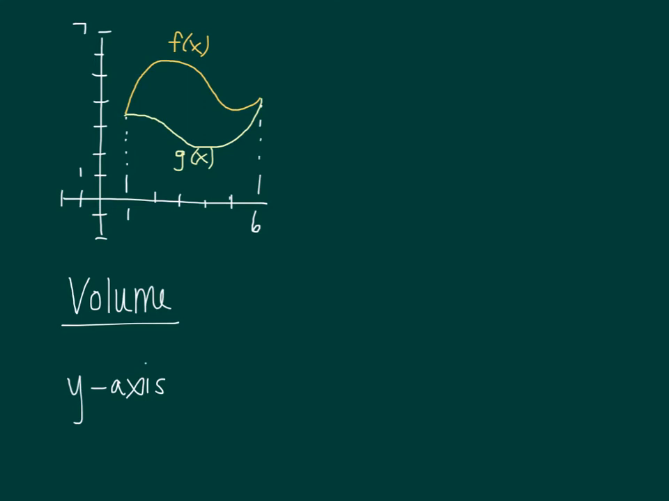Alright, rotating around the y-axis. I don't know anything else, so I'm going to have to use shell method here. I have a couple examples later on where I don't use shell method. So if you haven't watched that video, this might be a little confusing. But it's going to be 2 pi times the integral from 1 to 6. The radius, which is the distance from my rectangle to my axis, times my height.